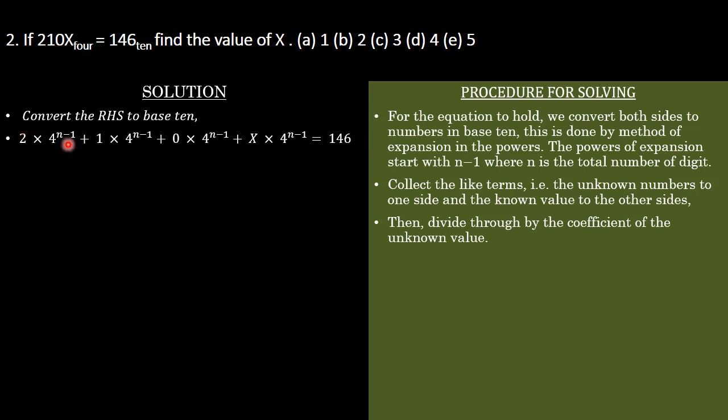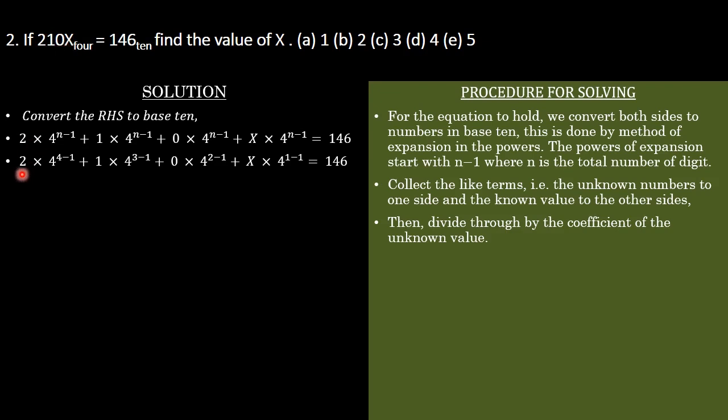2 multiplied by the base raised to power n minus 1. By applying the power of expansion, plus 1 multiplied by 4 raised to power n minus 1, plus 0 multiplied by 4 raised to power n minus 1, plus x multiplied by 4 raised to power n minus 1 equals 146. This is the first digit, second digit, third digit, and fourth digit. Then we are going to represent our n for this as 1, for this as 2, for this as 3, and for this as 4.